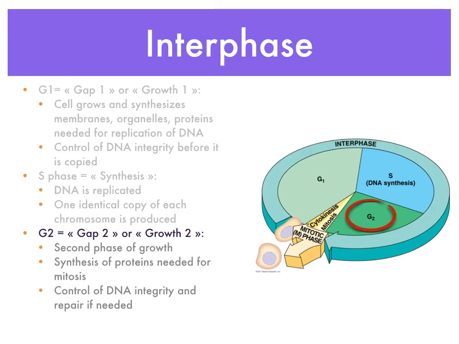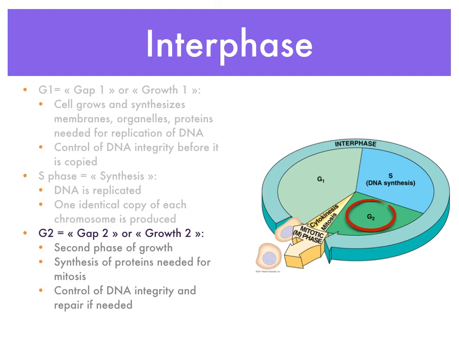After that, we will enter the G2 phase. So the G2 is the second gap or growth 2 phase. It is, as the name indicates, the second phase of growth. It is a phase where the synthesis of proteins needed for mitosis will occur, and it is a phase also where you will control the DNA integrity, because when DNA is copied, it is opened, so it is a bit more sensitive to potential damages. It is also subject to mistakes during the replication process, so all that will be fixed and repaired during the G2 phase.